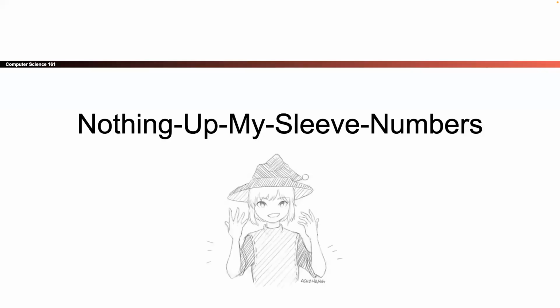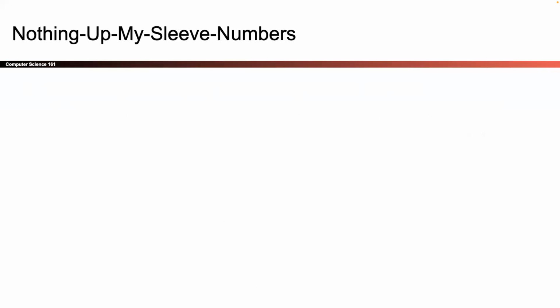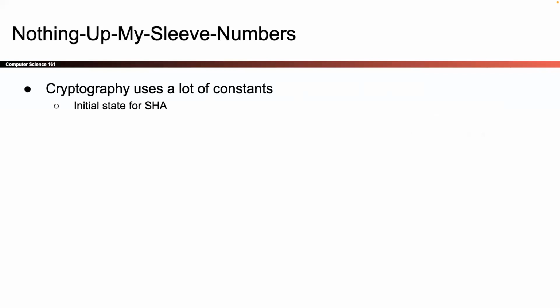Okay, this one's really cool and has a really funny name. It's called Nothing Up My Sleeve Numbers. In this one, we're going to notice that cryptography uses a lot of constants, like constant values. So here are some examples. Like the SHA algorithm, the hashing algorithm, first initializes something like k equals 150, a constant value. If you look at the code of the algorithm, there is a hard-coded number in there. It's probably not actually 150, I made it up, but it's some constant value, hard-coded.